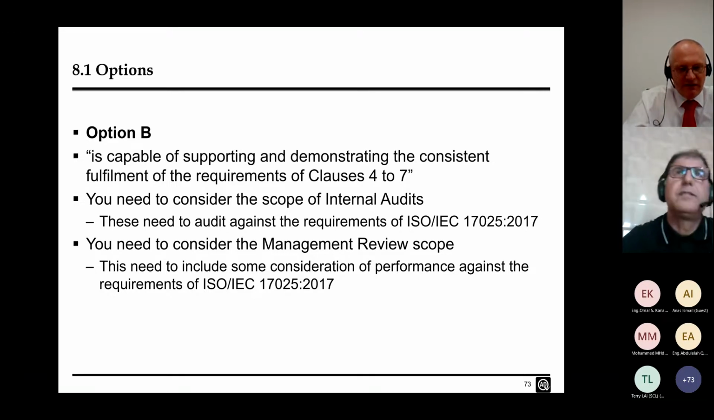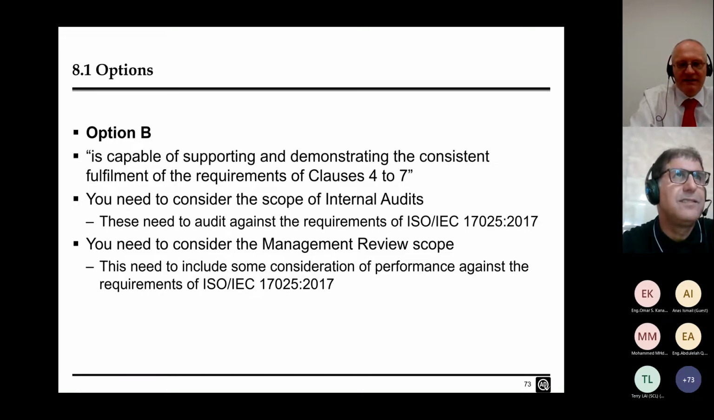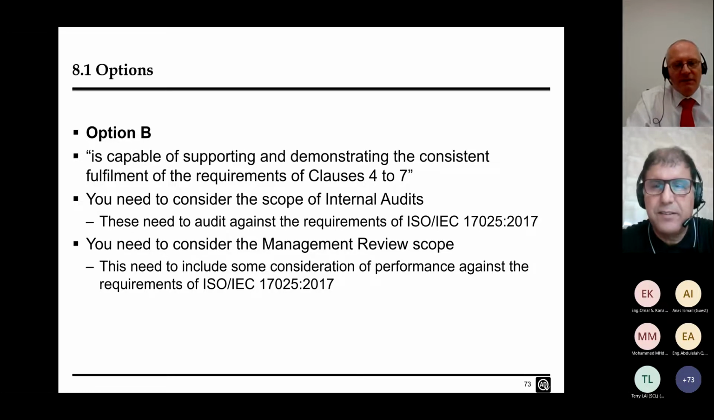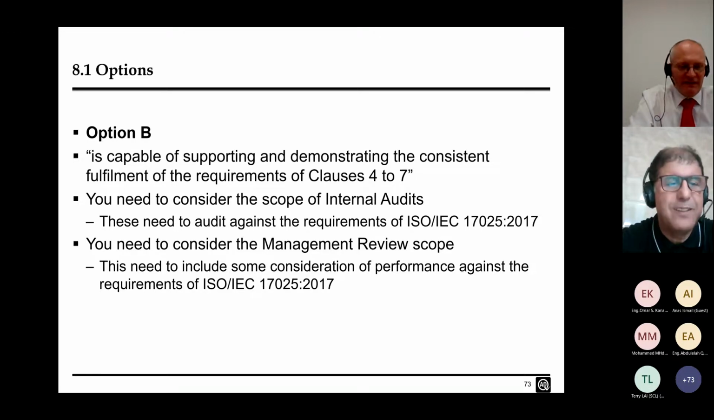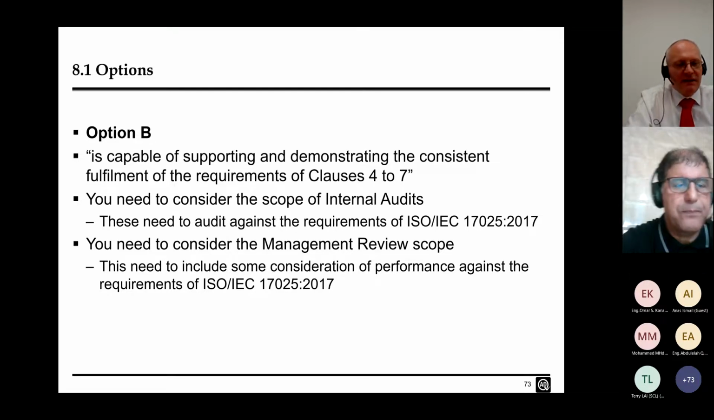So in option B, you're relying on your 9001 certification, but you have to demonstrate it is capable of supporting and demonstrating the consistent fulfillment of the requirements of clauses 4 to 7. So your 9001 needs to be making sure you're meeting the technical requirements. So you need to think carefully about the scope of internal audits. You need to make sure you're auditing in the laboratory against the requirements of 17025, not just 9001. And you need to think about the management review.